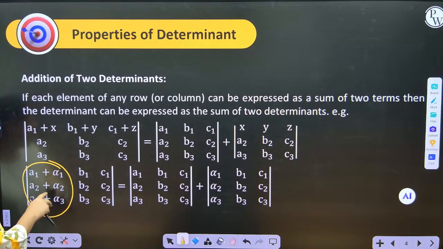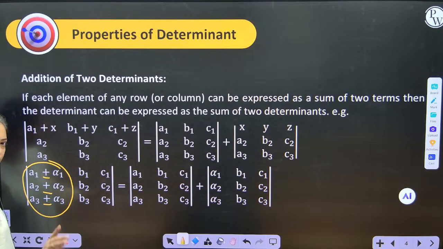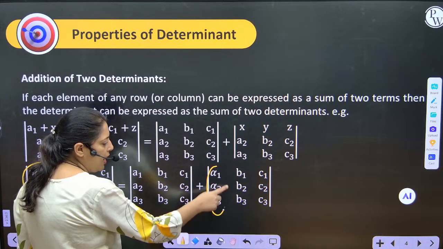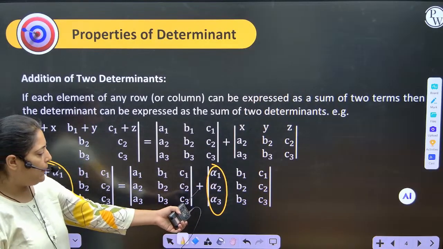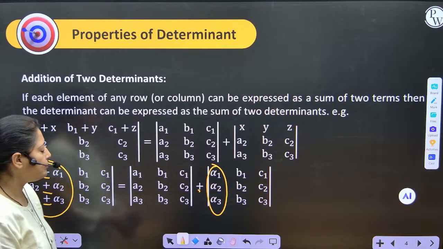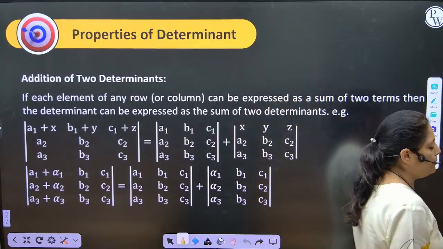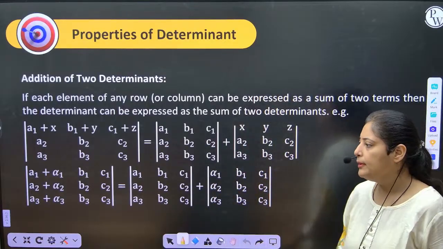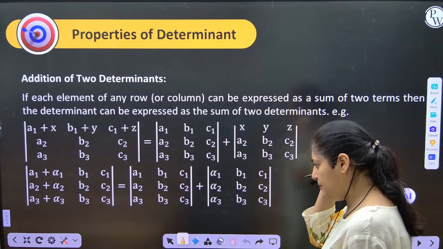Similarly, it can happen with the column also. Now see, plus, plus, plus. All right. So A1, A2, A3 I have written as the first column of one determinant, and alpha 1, alpha 2, alpha 3 I have written as one column of another determinant, and that plus sign is there in between. Write it quickly. These things will be used. How they will be used, that we'll tell.